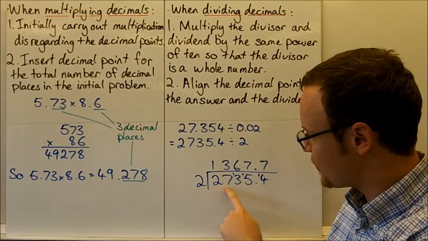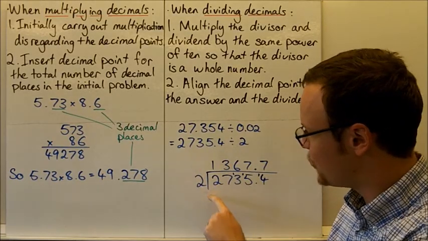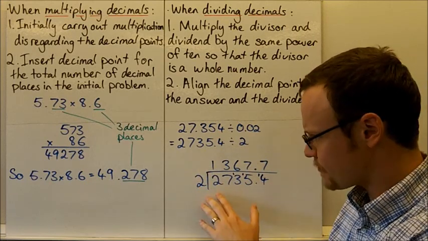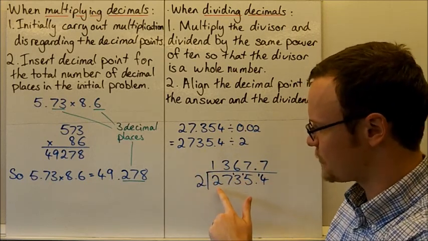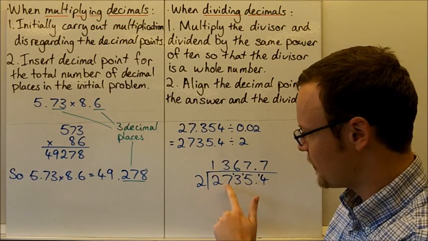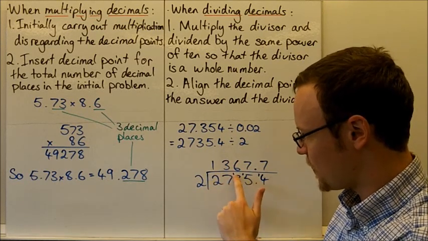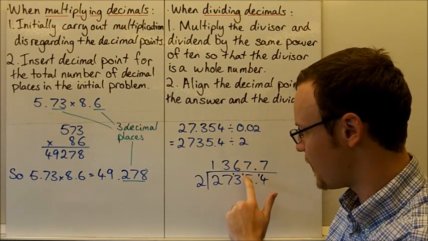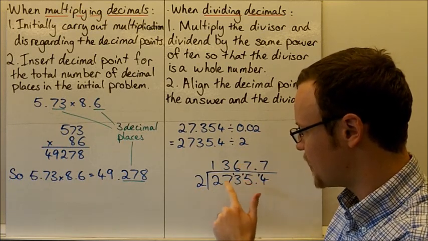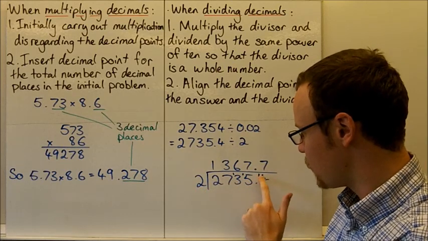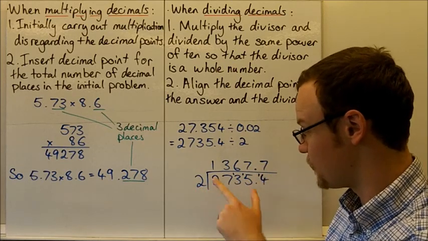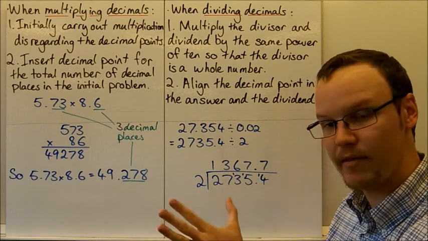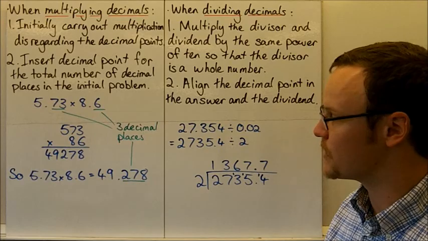So here, we've got the dividend divided by 2, which is the divisor, and then we get this answer here. Recalling how to do short division, 2 divided by 2 is 1, 7 divided by 2 is 3, remainder 1. So that's 13 then. 13 divided by 2 is 6, remainder 1. And 15 divided by 2 is 7, remainder 1, with 14 divided by 2 equaling 7. So we've lined up the decimal point and we've yielded the answer there.